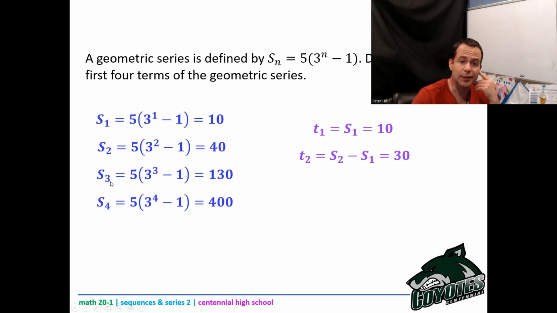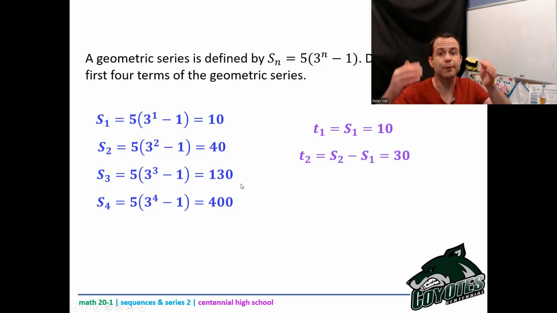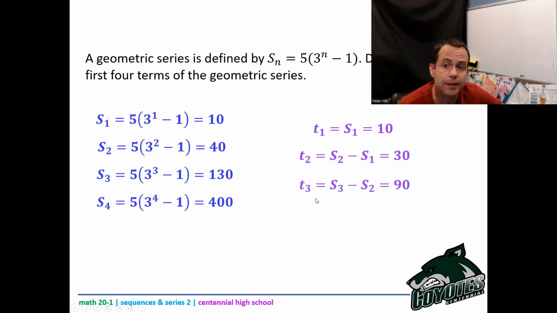Okay, and that's where we get the 30. So take a look. That still works here. The sum of the first 3 terms is 130, but the sum of the first 2 terms is 40. So the difference between those has to be what the third term is. So the third term is the sum of the first 3 terms minus the sum of the first 2 terms, which would be 90. And then the sum of the first 4 terms is 400, but the sum of the first 3 terms is 130. Well, then term 4 has to be however I go from 130 to 400, which would be 270.